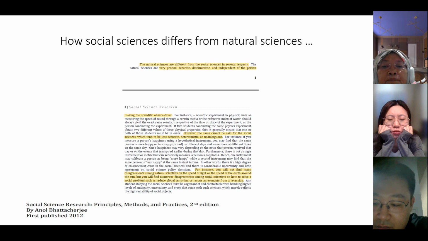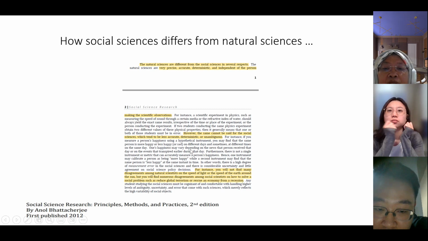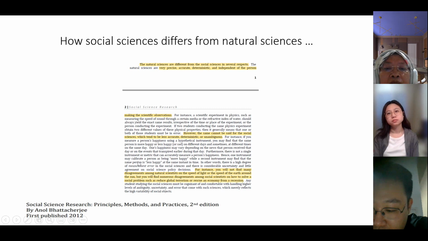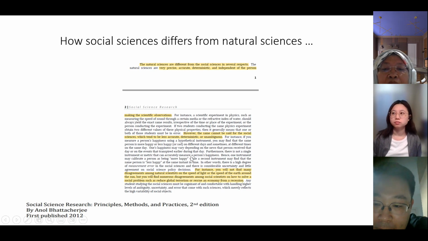So, for example, if you measure a person's happiness using a hypothetical instrument, you may find that the same person is more happy or less happy or sad on different days and sometimes at different times of the day. One's happiness may vary according to the news the person received that day or the events that happened earlier during the day. There is not a single instrument or metric that can accurately measure a person's happiness. Hence, one instrument may calibrate a person as being more happy, while a second instrument may find that the same person is less happy at the same time.